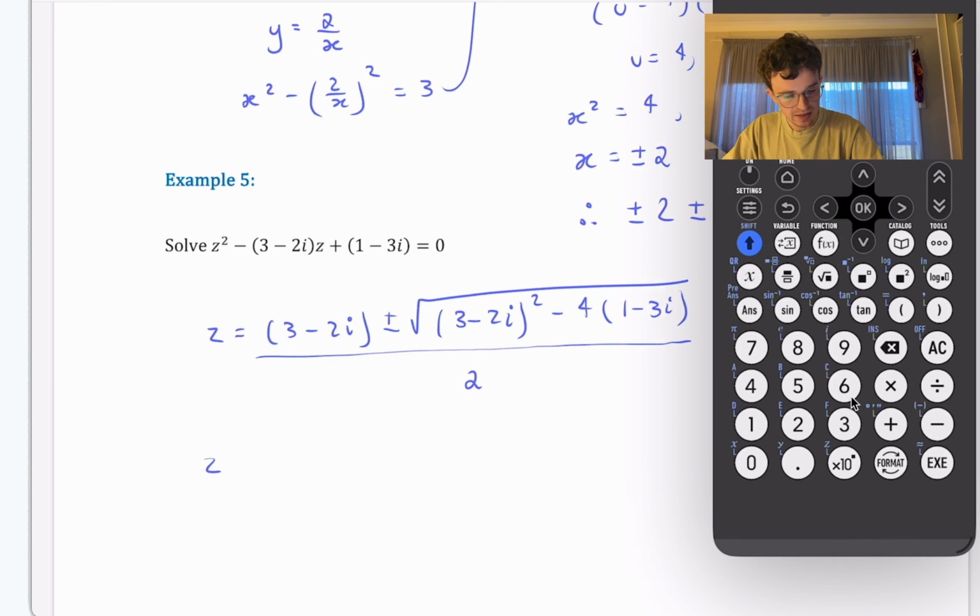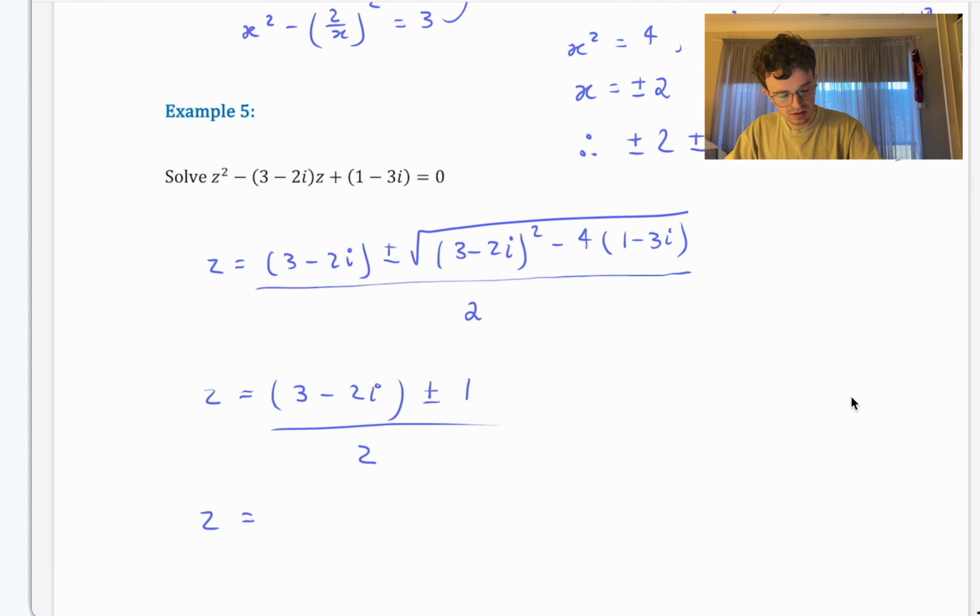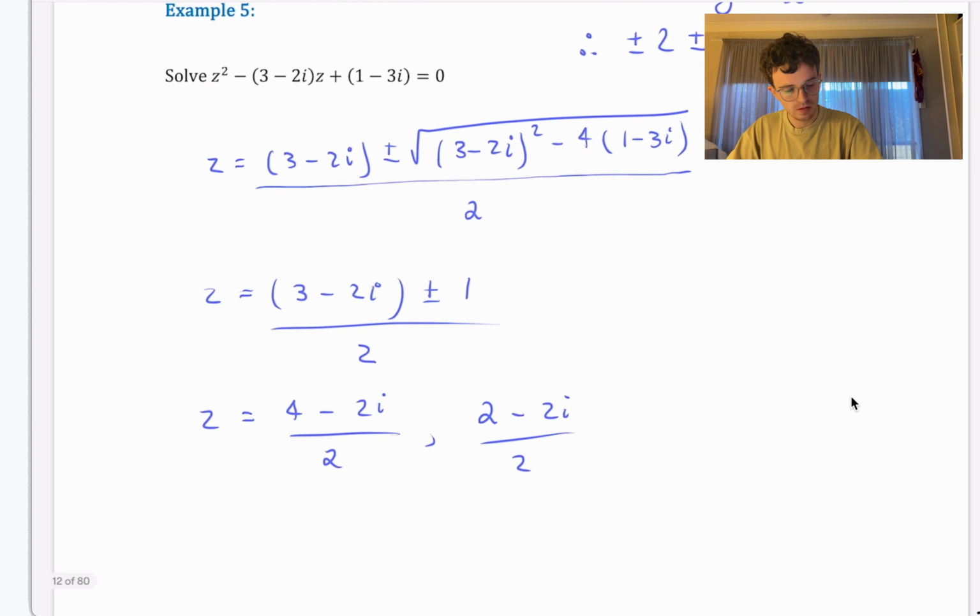So we get z equals 3 minus 2i plus or minus 1, the square root of 1 is 1, over 2. We get z equals either 3 plus 1 is 4 minus 2i over 2, or z equals 3 minus 1, which is 2 minus 2i over 2. So 2 minus i, or 1 plus i.